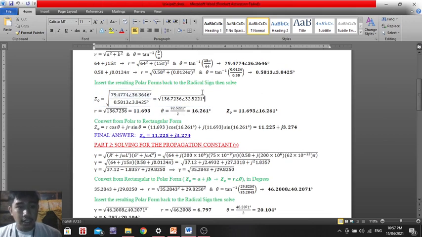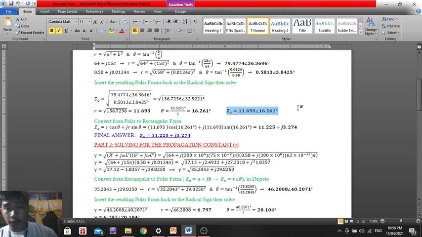And if you want to know the square root of this polar form, first you get the square root of the real part here, and to get the square root of the angle, just divide it by 2. This is the square root, 1 over 2, which is here. This is the polar form of the characteristic impedance.